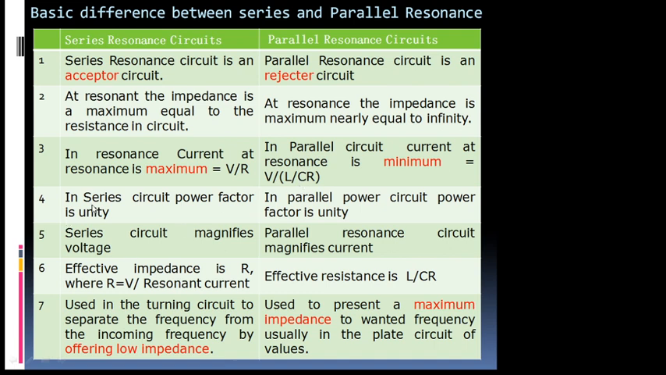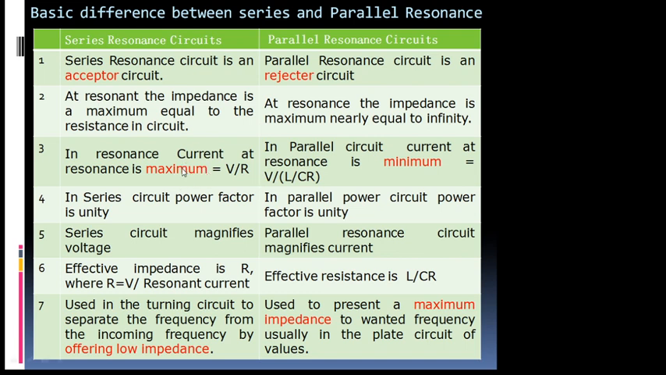The fourth point is that the series resonance circuit has a power factor of unity, and over here also the parallel circuit power factor is again unity. The fifth point is that the series circuit magnifies the voltage, whereas the parallel circuit magnifies the current. The sixth point is that the effective impedance is R. I think it is similar to this point.